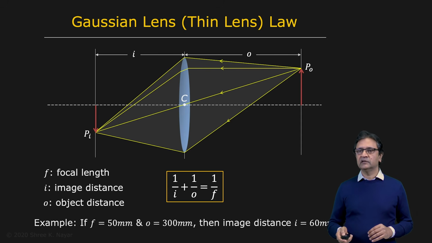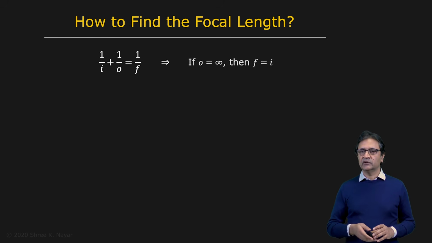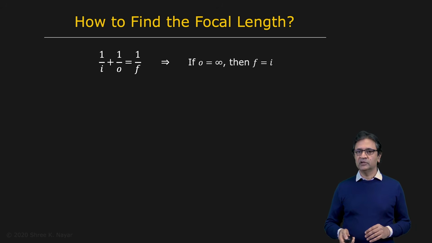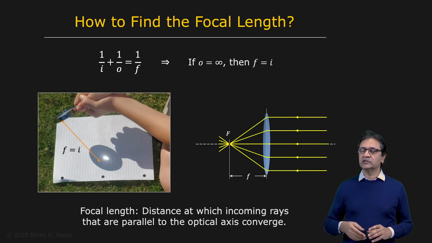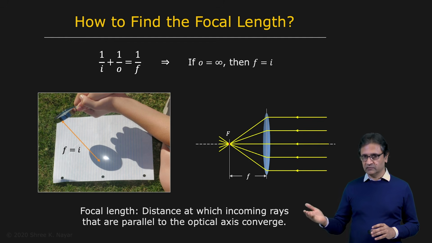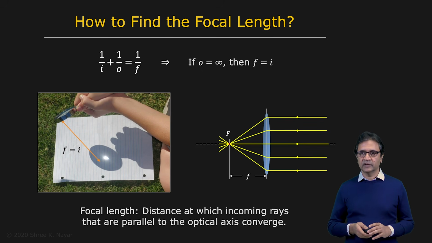So now, how does one find the focal length of a lens if that's not given to you? It's actually pretty easy. Once again, you have the Gaussian lens law. And in this equation, if you set O equal to infinity, which means you use a point in the scene that is really far away and you image it, then O is infinity, and you see that F is equal to I. So by simply showing the lens an object that is really far away, such as the sun, a very distant point light source, and looking at where the image of that point source is formed on, say, a sheet of paper, the distance between the focused image and the lens is the focal length.